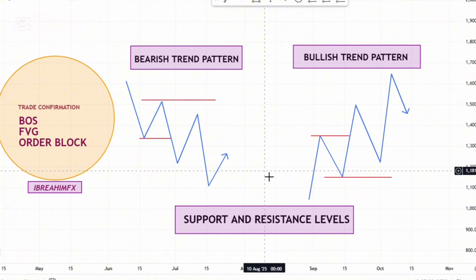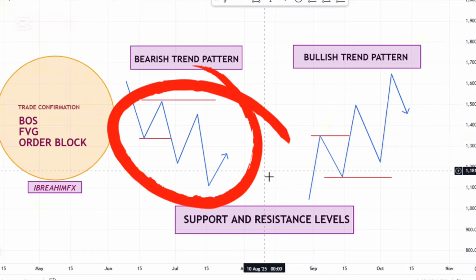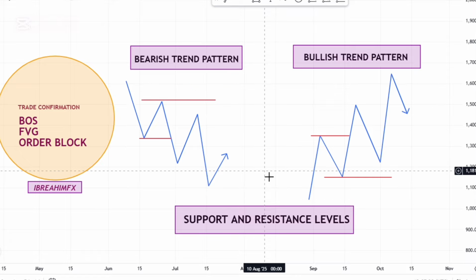We have two patterns right here, which is bullish trend pattern and bearish trend pattern. On a bearish trend pattern, we want to sell, and on a bullish trend pattern, we want to buy. So first thing we need to do is to identify the structure of the trend that we want to trade. Also, I'm going to be explaining how to get your confirmation with a fair value gap and order block.